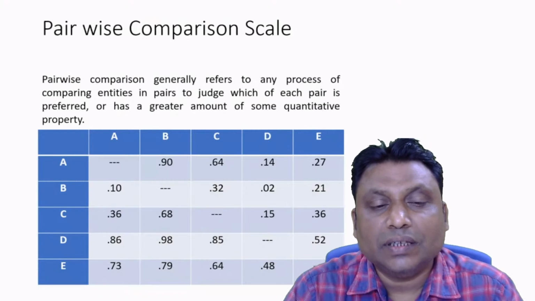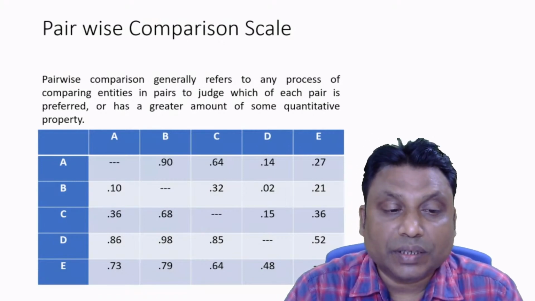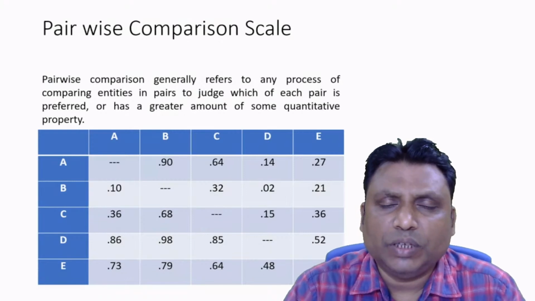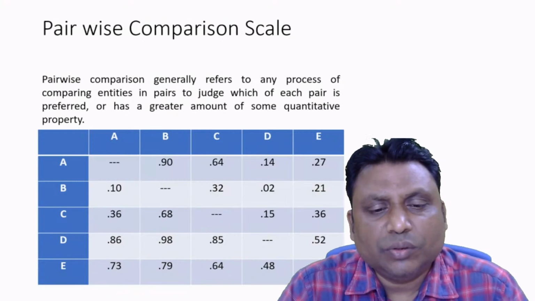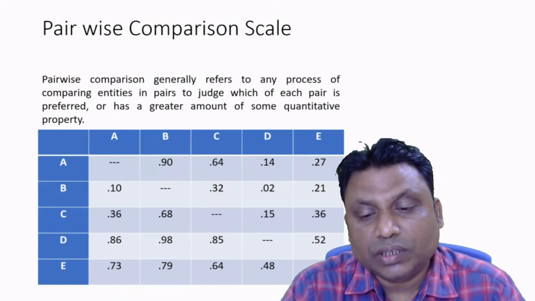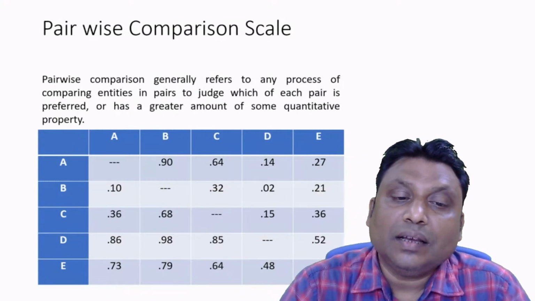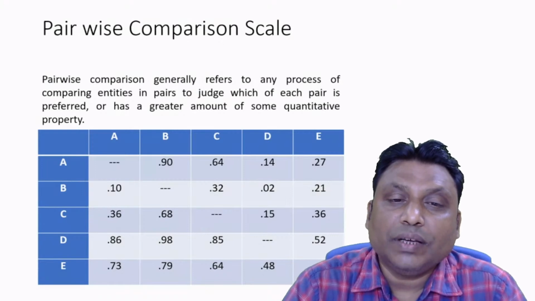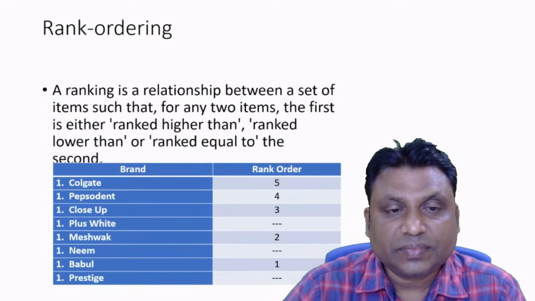The values are, for example, 90%, 64%, 14%, 27%, B to A 10%, B to B 0. We can say that there is no relationship, not exactly 0. C to C similarly no relationship, D to D similarly, E to E similarly. All the other values show the relationship between the variables, and generally we can use the pairwise comparison scaling technique.